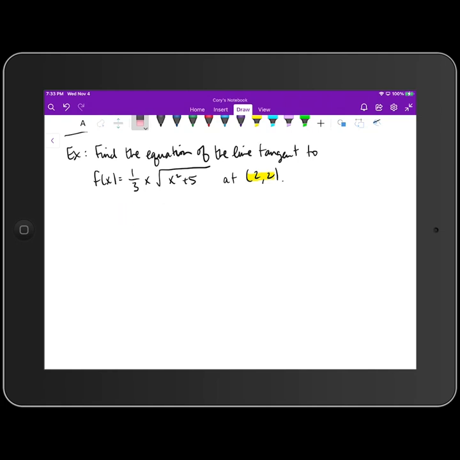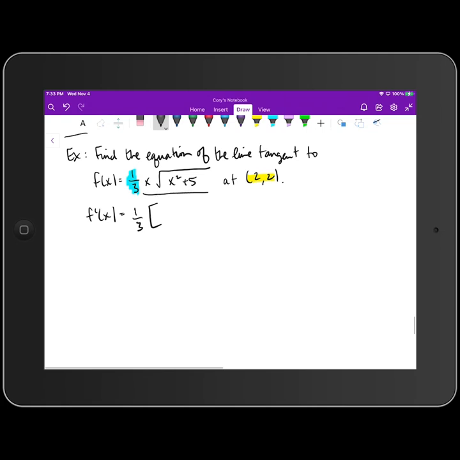So the only thing we need to determine here to find the equation of the tangent line is the slope of the tangent line. So we want to take the derivative of our function and then evaluate our derivative at 2. If I want to find f prime, I'm going to take this coefficient of 1/3 and pull it out front. So f prime of x is going to be equal to 1/3 times the derivative of x times rad x squared plus 5.